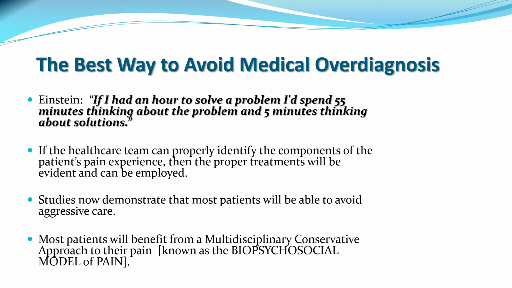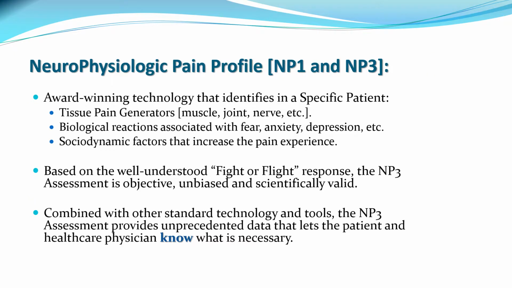Einstein said, if I had an hour to solve a problem, I'd spend 55 minutes thinking about the problem and 5 minutes thinking about solutions. He was emphasizing the importance of knowing and understanding rather than overguessing. The best way to avoid medical overdiagnosis is thereby to accurately evaluate the components underlying each individual's pain experience.